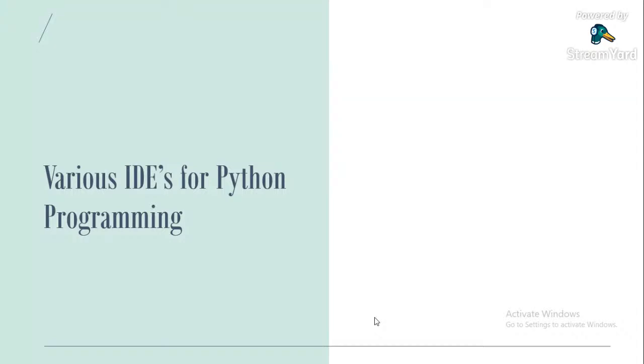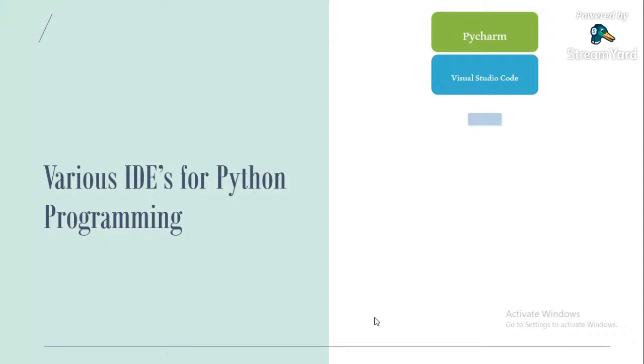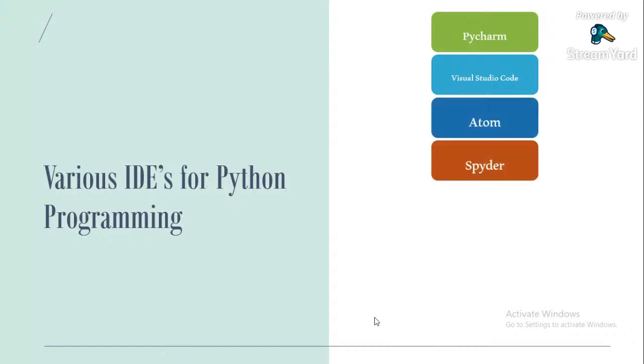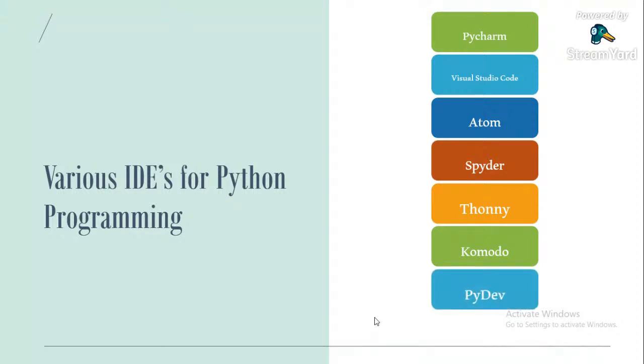So what are the various IDEs for Python programming? The first IDE is PyCharm. PyCharm is a very popular IDE. Then there is Visual Studio Code, one more integrated development environment for Python programming. Then we have Atom, then Spyder as an IDE. Then we have Thonny as an IDE for Python. Then we have the Komodo IDE for Python. We have PyDev and we have IDLE.